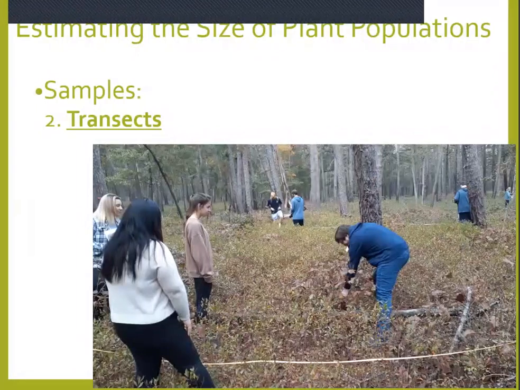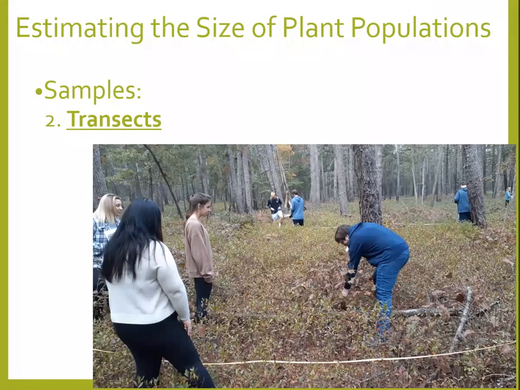Another method that is used to estimate the size of plant population, so how many plants there are in the entire population, is something called a transect. And so this is where you draw a straight line through an area and you count all of the organisms of interest on either side within a particular buffer region, or you can even go further than that and measure different characteristics about them.